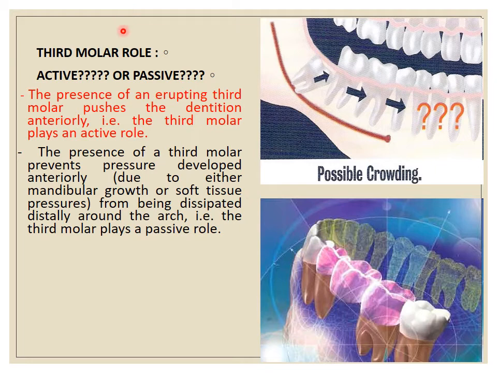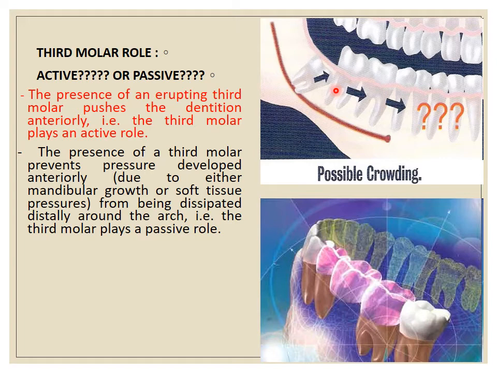The third molar may also participate in the development of the late lower incisor crowding, either actively or passively. How is that? The presence of an erupting third molar will push the dentition anteriorly, and so the third molar here will play an active role in developing the late lower incisor crowding.